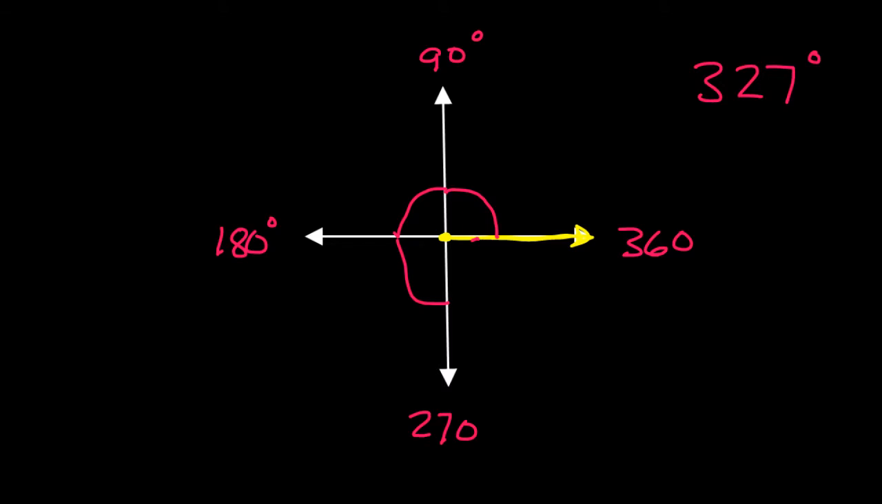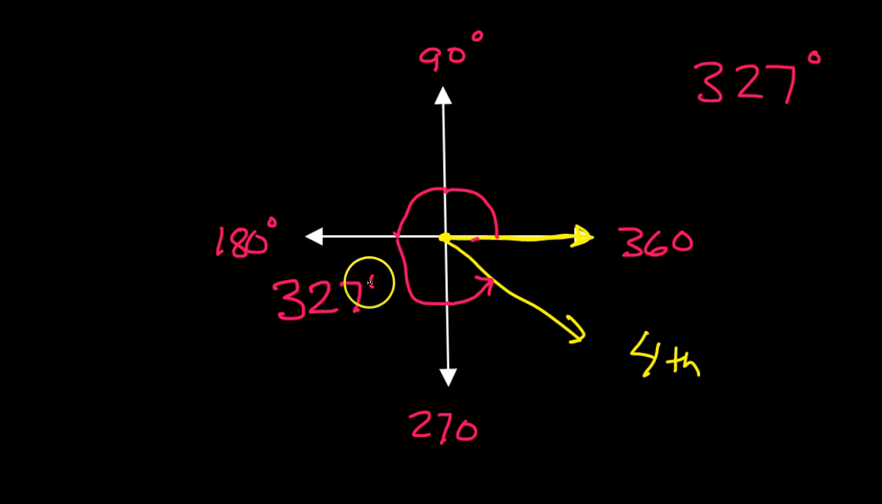So my terminal angle is going to be somewhere in here, somewhere in this quadrant. By the way, what quadrant is this? The quadrants go first, second, third, fourth. So this is the fourth quadrant. If I go to here and stop, I've drawn a picture of 327 degrees. In fact, let me put it over here. 327 degrees.